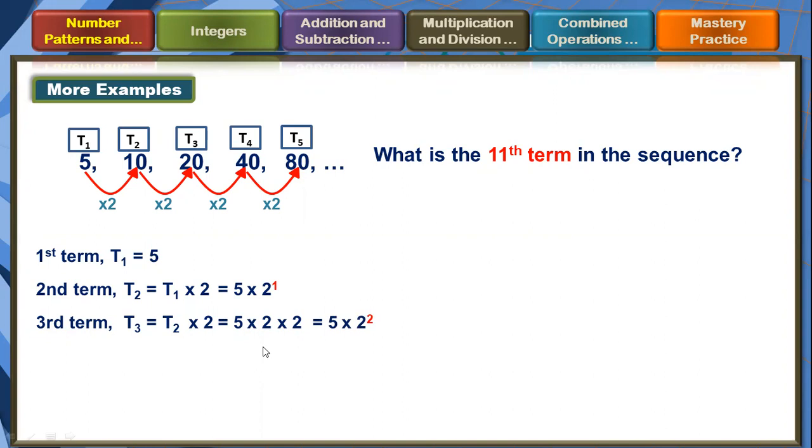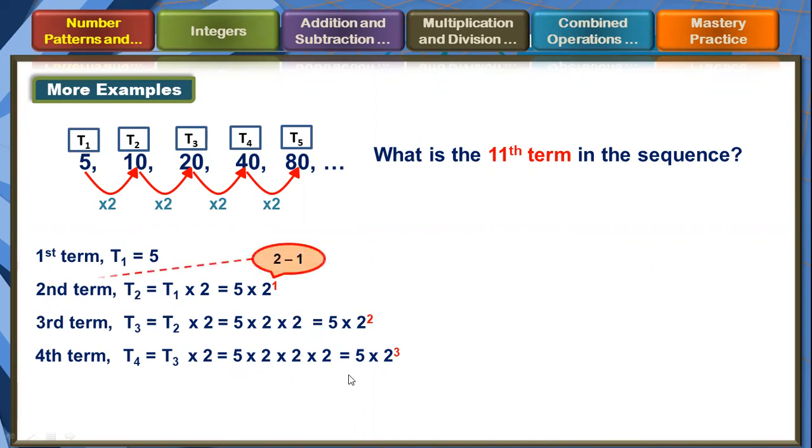So this one is 5 times 2 times 2, where we can write it simply by saying 5 times 2 raised to 2. So the fourth term is T sub 4 equals T sub 3 times 2, equals 5 times 2 times 2, then times 2 again. So we can write it simply as 5 times 2 raised to 3, because we do have 1, 2, 3, 3 2's here. Now look at the relationship here. The exponent here, we got this exponent by doing this: the term number, which is 2, minus 1. So 2 minus 1 is 1.